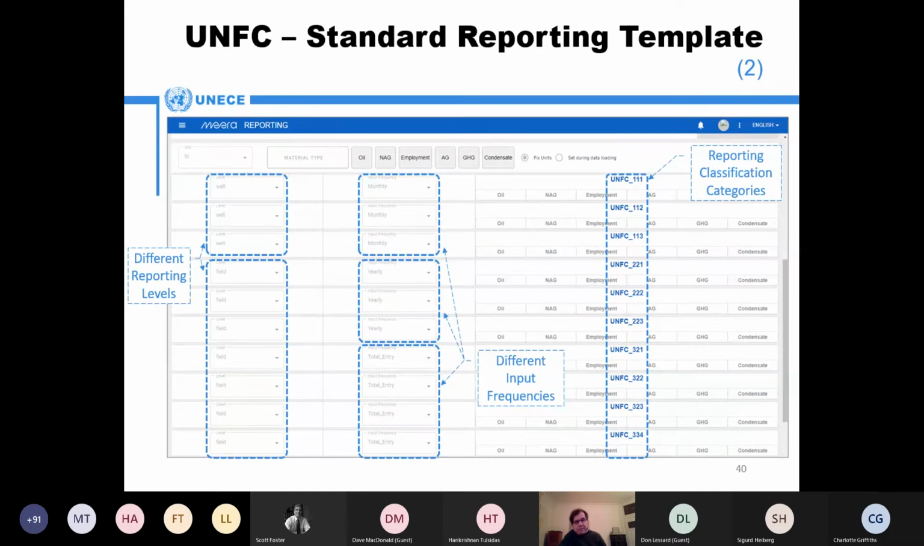It is scalable, meaning you can have different reporting levels: at a project level, at an aggregated portfolio level, at an asset level, at a country level. You can have different input frequencies. You may want to update your reviews on a monthly basis, on a daily basis, on an annual basis. And you, of course, have all the UNFC classes and categories listed here. So when you see UNFC 111, that means E is 1, F is 1, and G is 1, just as Dave just explained. Next slide, please.